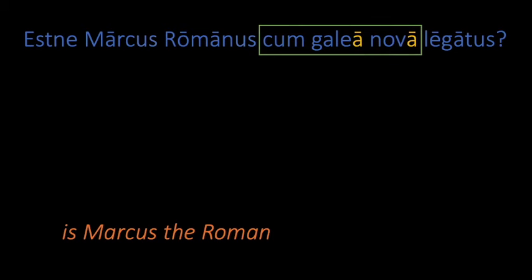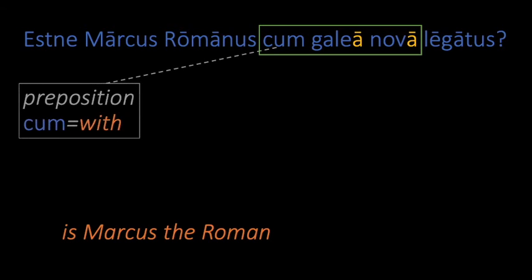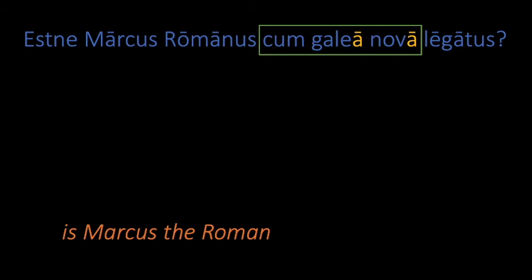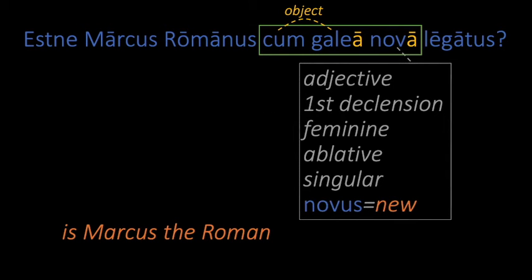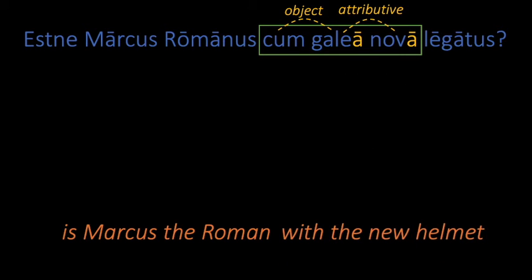Now for cum Gallia nova. Cum is simply the preposition meaning with. Gallia is a first declension noun in the ablative singular. Since cum takes the ablative, we read Gallia as the object of cum. It means helmet. Nova is an adjective that agrees with Gallia, so it looks like it expresses an attribute of Gallia. Its meaning is new. That gives us with the new helmet for this phrase.